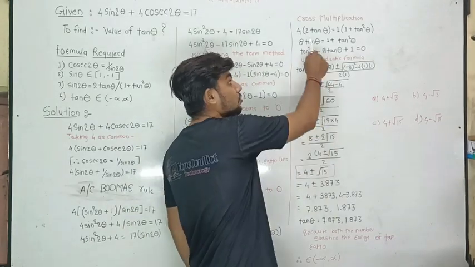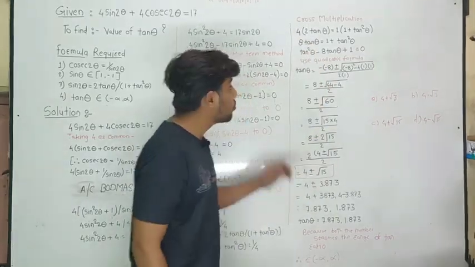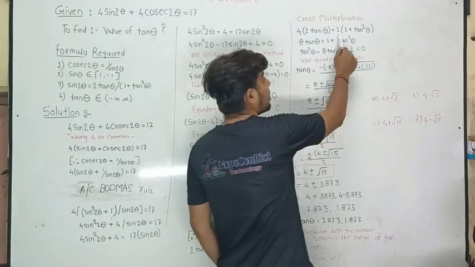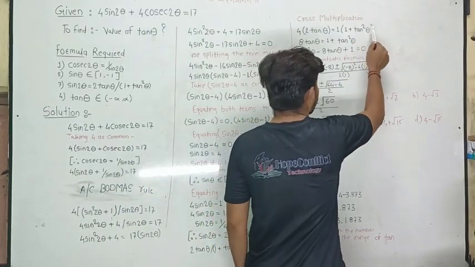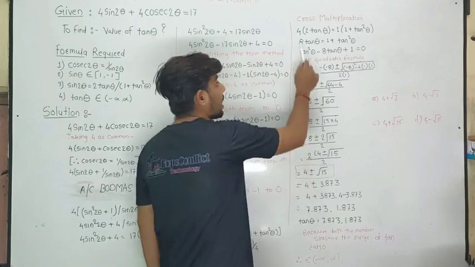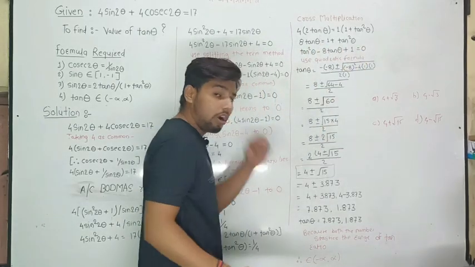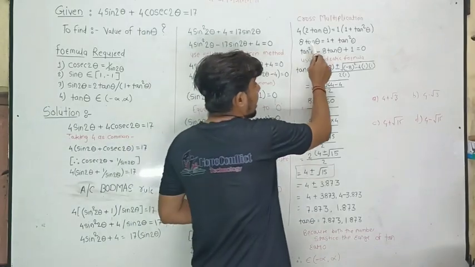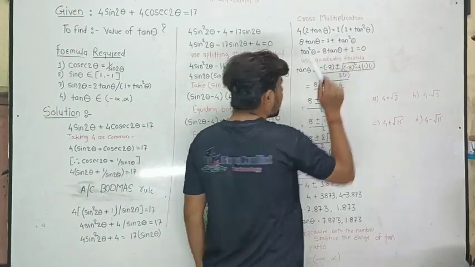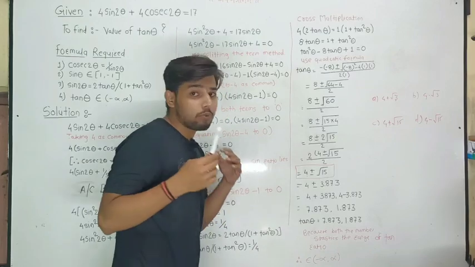So we get this new term, which is 4 in bracket of 2 tan theta is equal to 1 in bracket of 1 plus tan square theta. Here we simply multiply this 4 to this bracket and here we multiply 1 to this bracket. So we get one more new term, which is 8 tan theta is equal to 1 plus tan square theta. So we get one more quadratic equation.